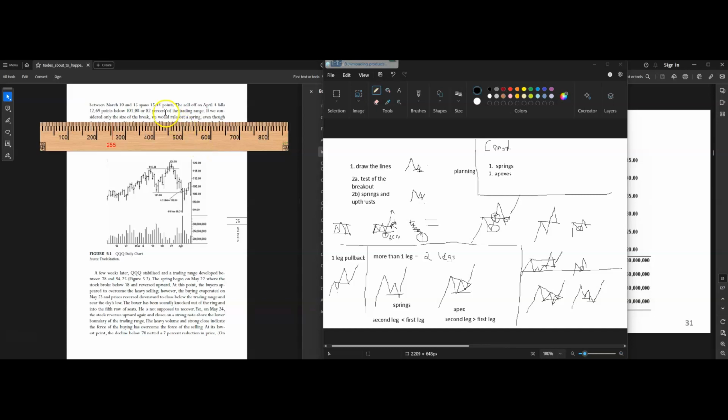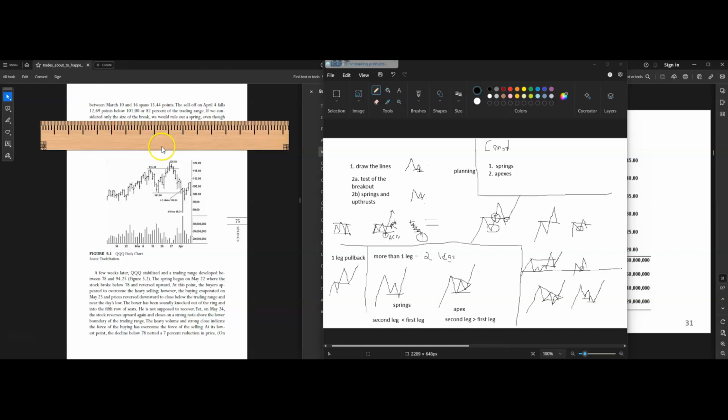Now he's giving this example and said, look at this. Does this look like a spring? Does this look like a small penetration of support? Does this look like, all of that? No. This is a different type of spring, but I wouldn't trade this.